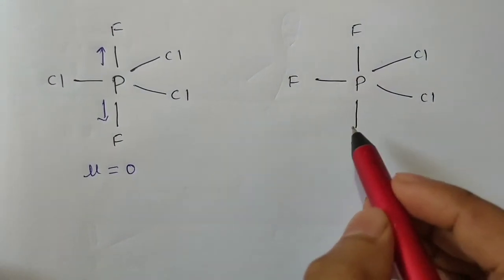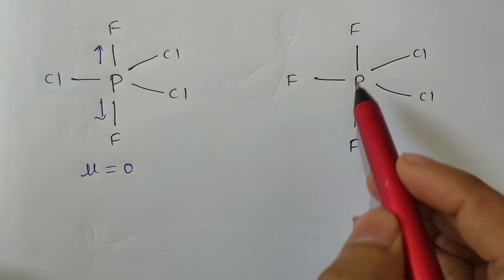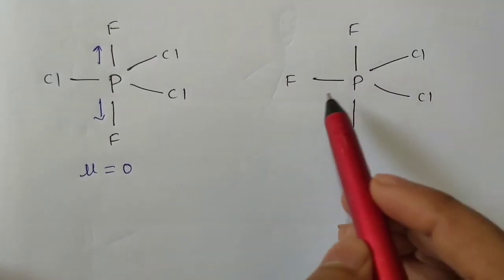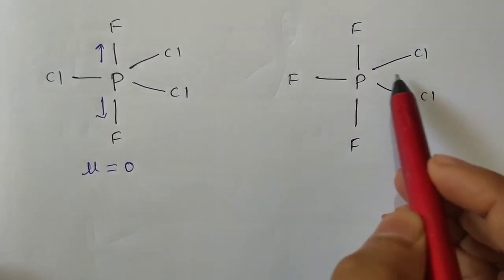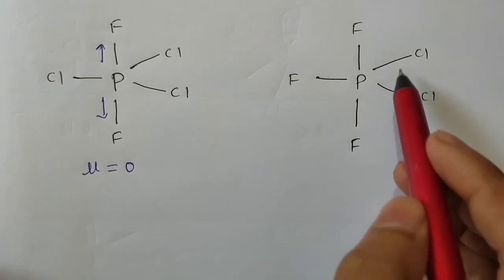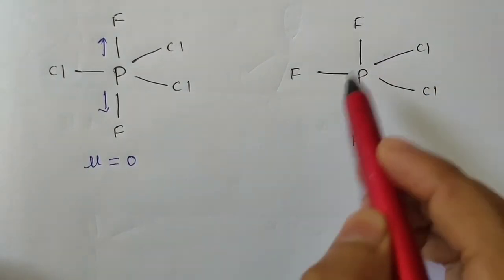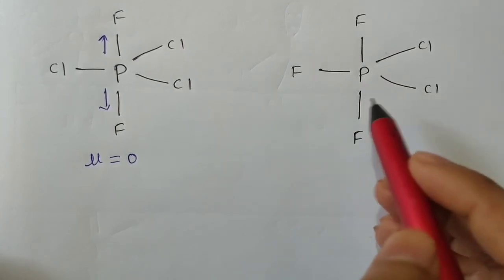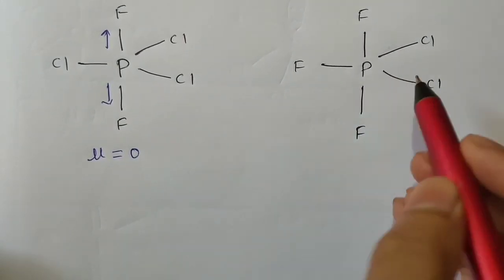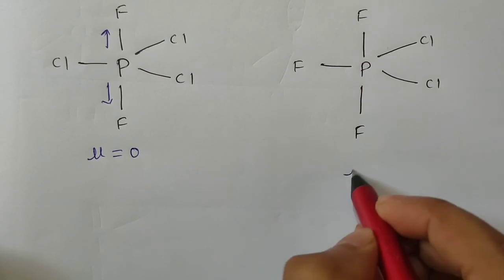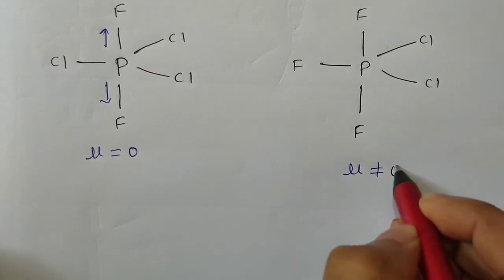We will come to PCl2F3, where both axial positions are occupied by fluorine atoms and one planar position is occupied by fluorine and the remaining will be chlorine atoms. So here these two Cl atoms also lie in the same plane. So due to this asymmetry, and Cl and F both have different individual dipole moments, that's why this is not equal to 0.